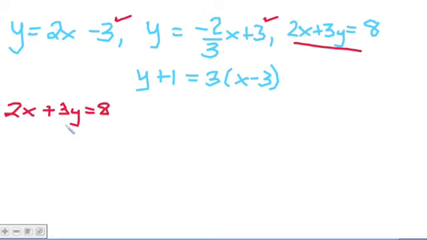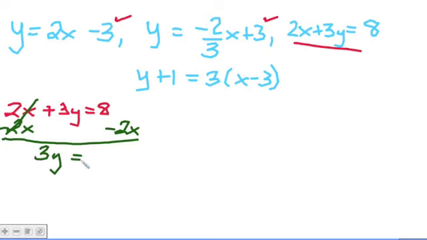Now I need the y to be over here by itself. So the first thing I'm going to do is get rid of this 2x. It's a positive 2x because there's no sign directly in front of it, so we know it's positive. So I'm going to take the inverse and subtract 2x from both sides. That allows me to bring down my 3y and my equal sign. Now there's no other x value over here, so I just keep it at negative 2x. And this is a positive 8, so I'll just make it plus 8.